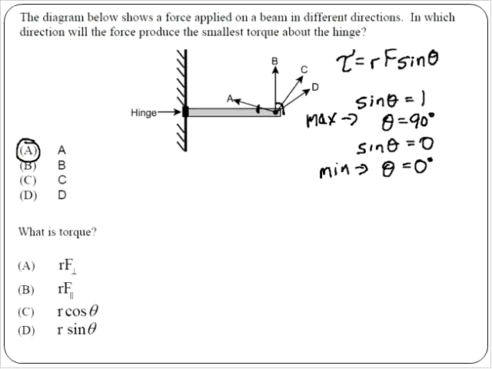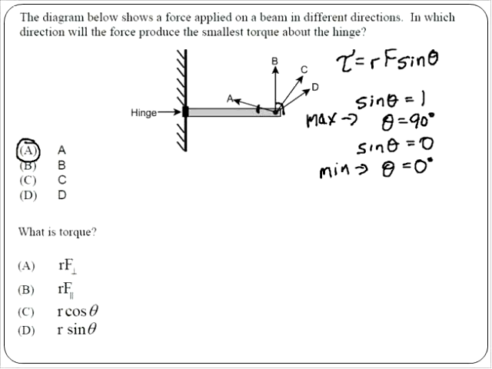And remember, you always measure the angle from the object itself, between the force vector and the object. So A would have the smallest possible angle in that diagram between the choices of A, B, C, and D. So the answer is A.